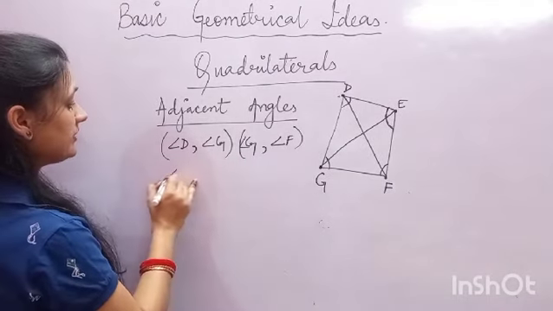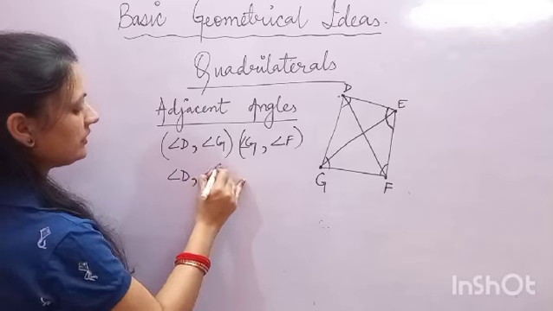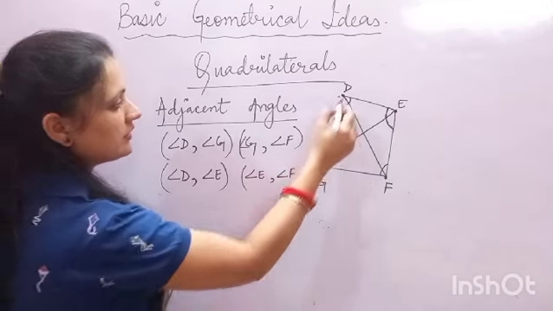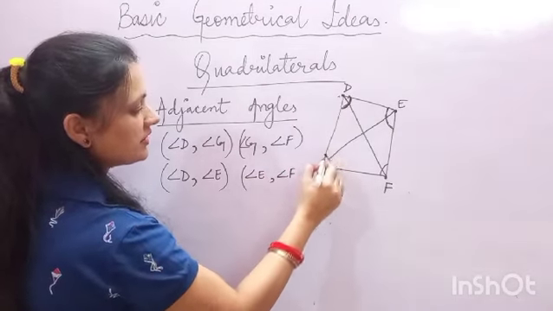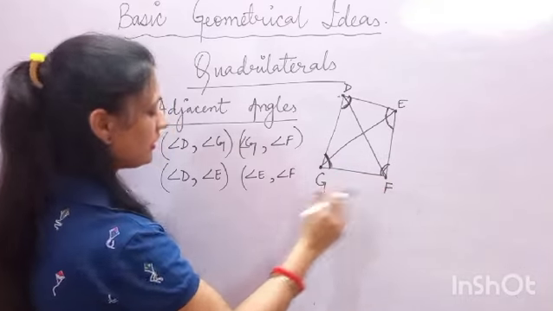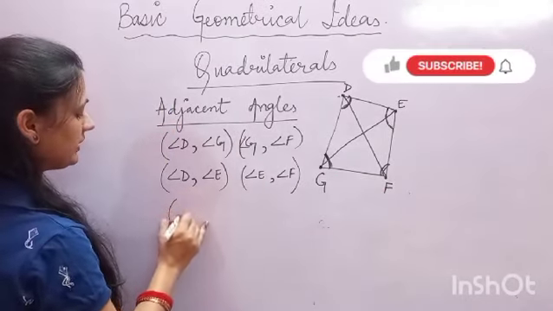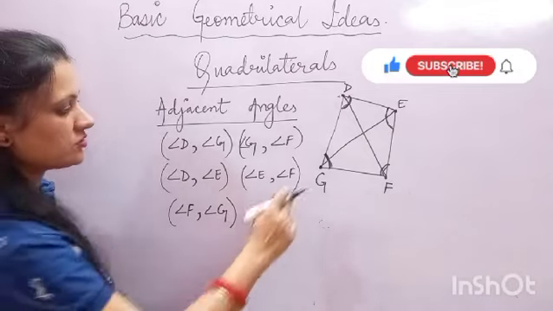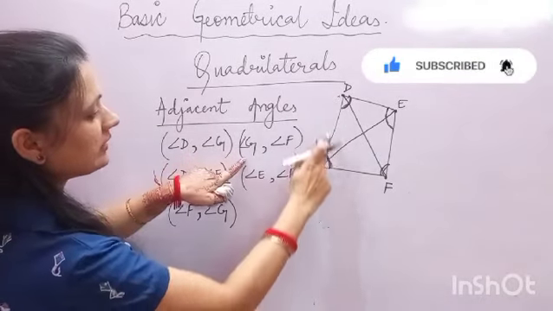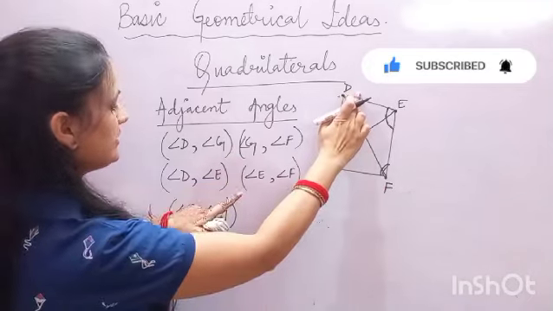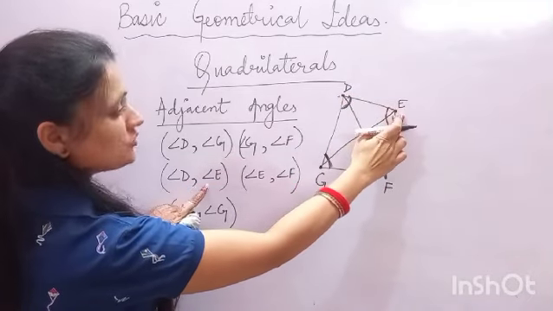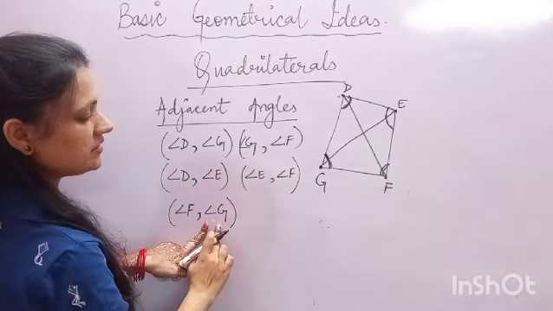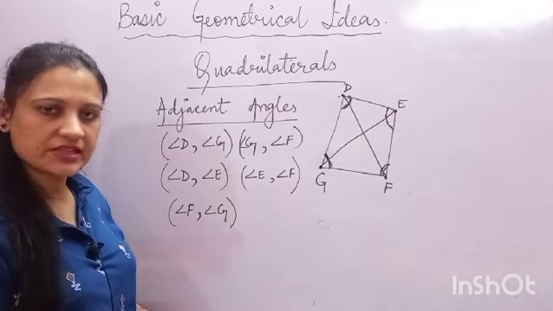Okay. Similarly, we write down angle D is adjacent to angle E, and we write down angle E adjacent to angle F, like this angle adjacent to this angle. Understood? Any other? You can write down angle F is adjacent to angle G, right? Any other? So angle G adjacent to angle D, angle G adjacent to angle F, that's it. Angle D is adjacent to angle E also. Angle E is adjacent to angle F. Angle F is adjacent to angle G. Understood all of you? Clear adjacent angles?